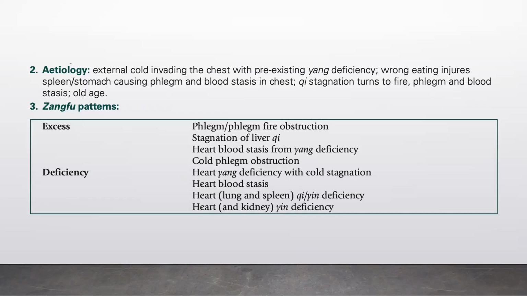Zangfu patterns. Excess patterns are phlegm fire obstruction, stagnation of liver qi, heart blood stasis from yang deficiency, cold phlegm obstruction. And deficiency, we have heart yang deficiency with cold stagnation, heart blood stasis, heart, lung, and spleen qi or yin deficiency, and heart and kidney yin deficiency.